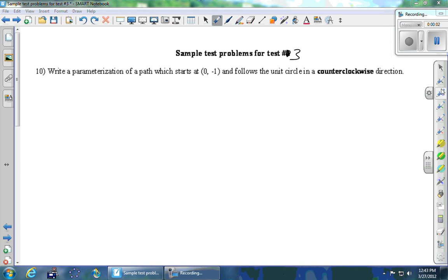This is problem number 10 on the sample test problems for test number 3. Write a parameterization of a path which starts at 0, -1 and follows the unit circle in a counterclockwise direction.